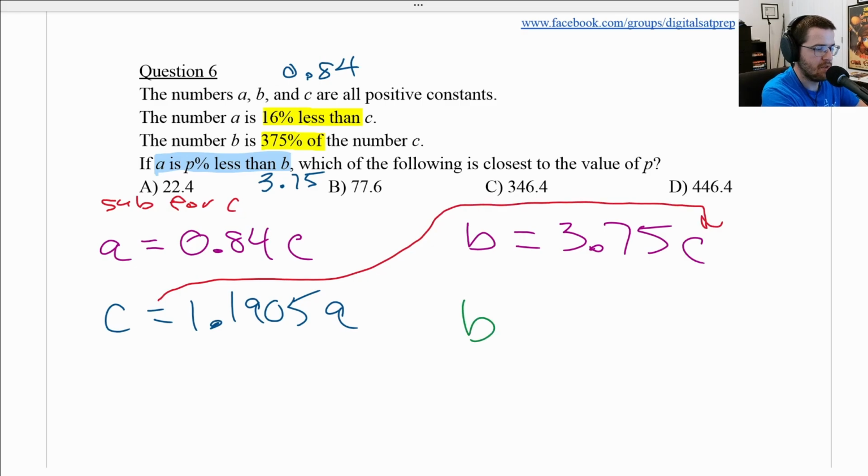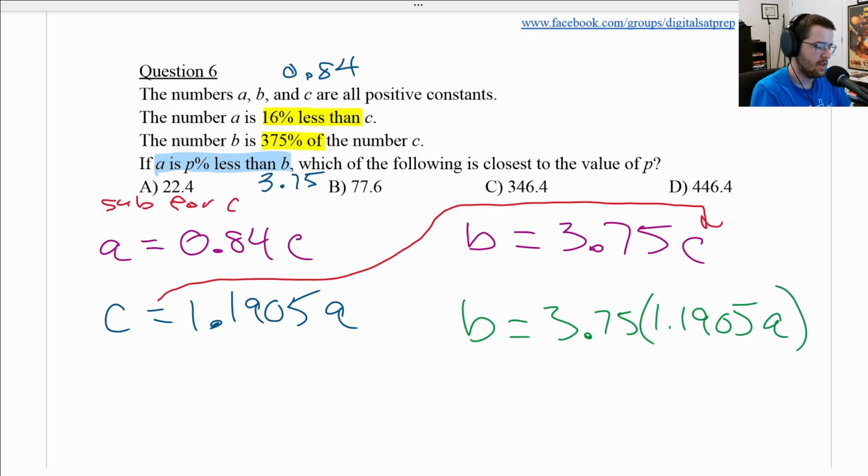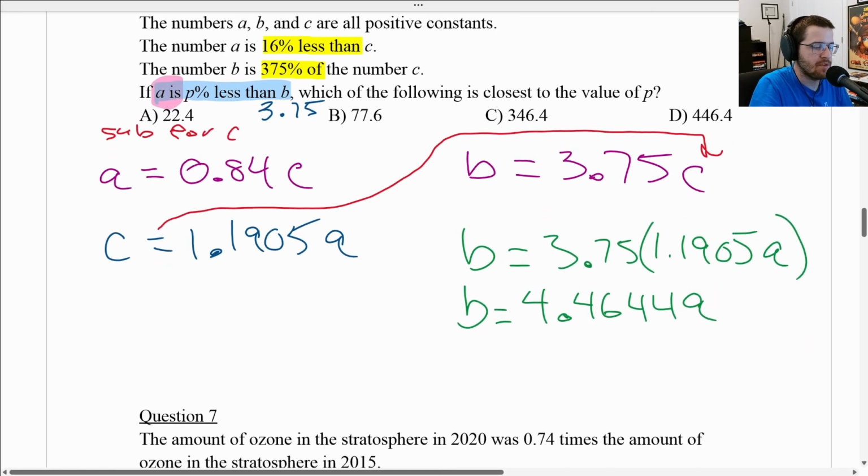So I get B equals 3.75 times 1.1905A. Now I'm going to do 1.1905 times 3.75. And I'm getting B equals, again rounding, 4.4644A, something like that. And now I got to look at the prompt. So it says A is, so I need to get A by itself. Oh, very annoying. Okay, so now I'm going to divide both sides by 4.4644.